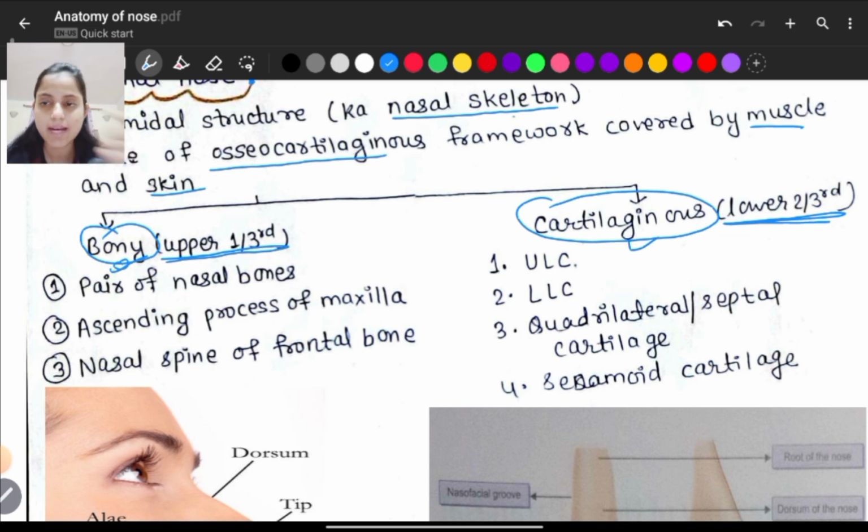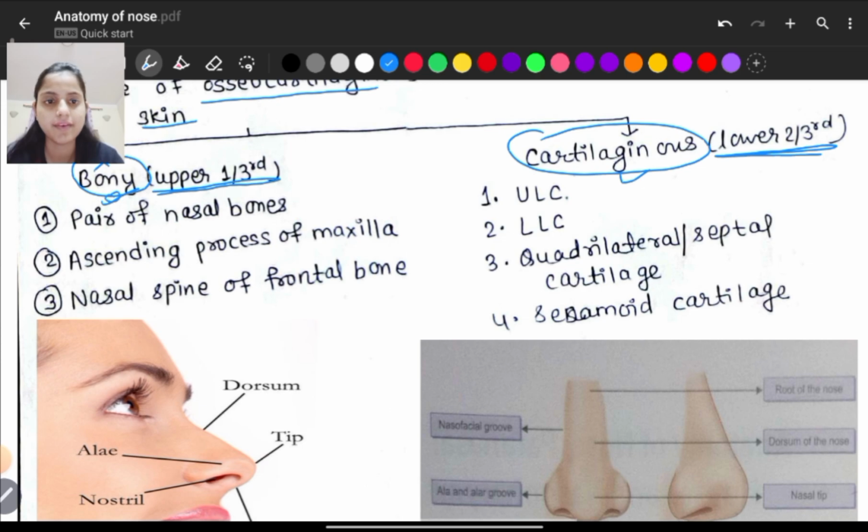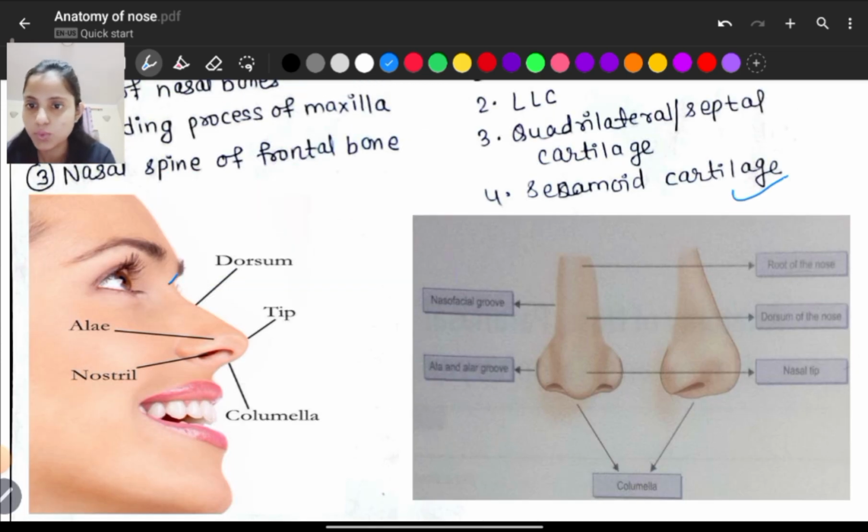In the cartilaginous part, we have the upper lateral cartilage, lower lateral cartilage, septal cartilage, and the sesamoid cartilage. This is the root. This is the dorsum, tip. This is the columella. This is the ala, and this is the nostril.